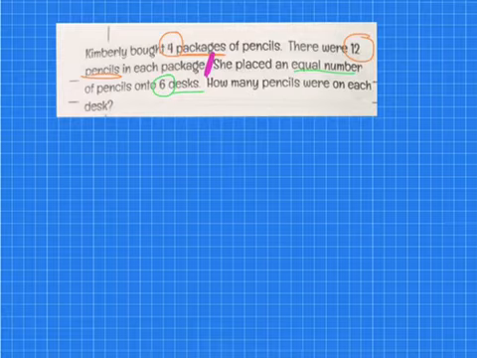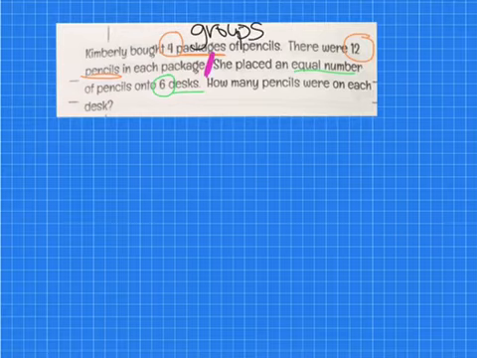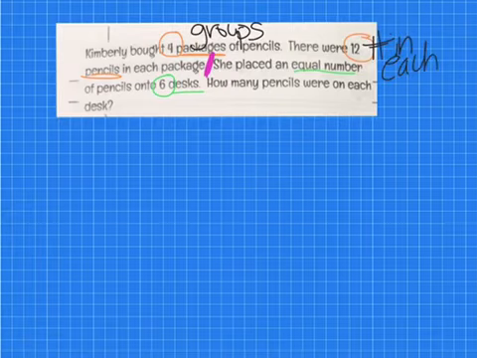Kimberly bought 4 packages of pencils. Okay, so my packages, would that be considered my groups or the number in each group? Good. Packages would be my groups because it's the big thing. 12 would be the number in each group. Okay, so let's set the first problem up.